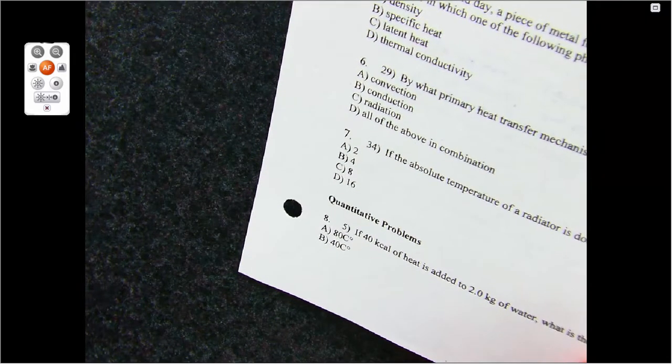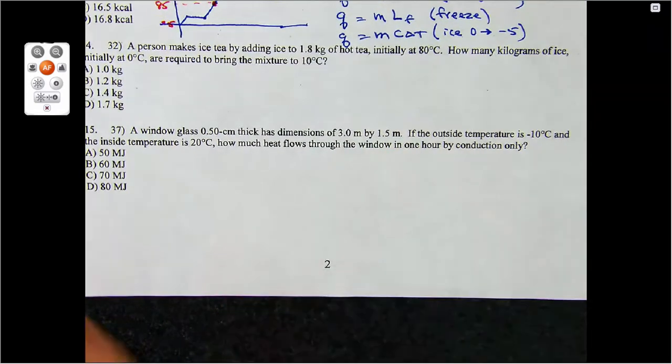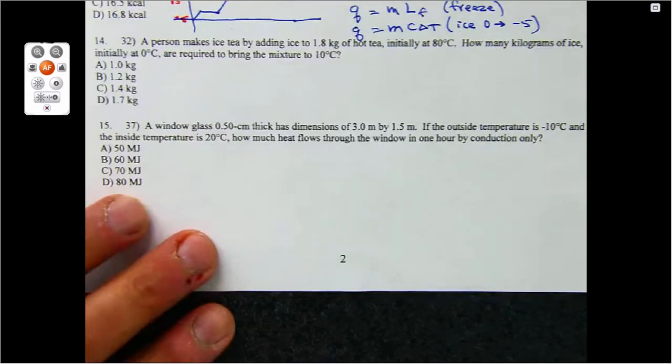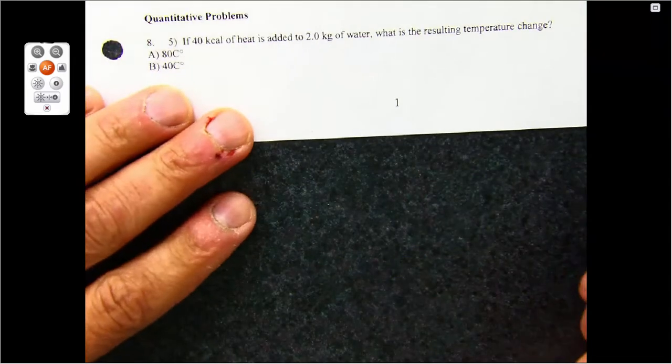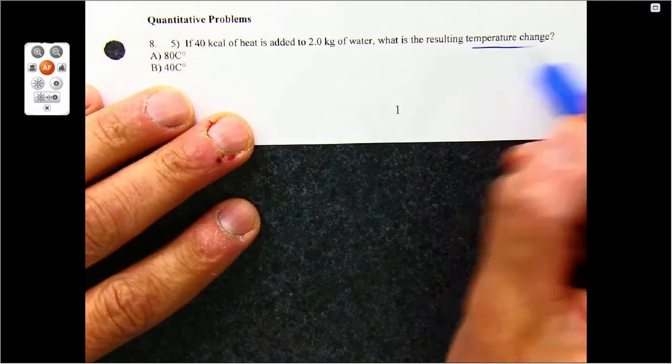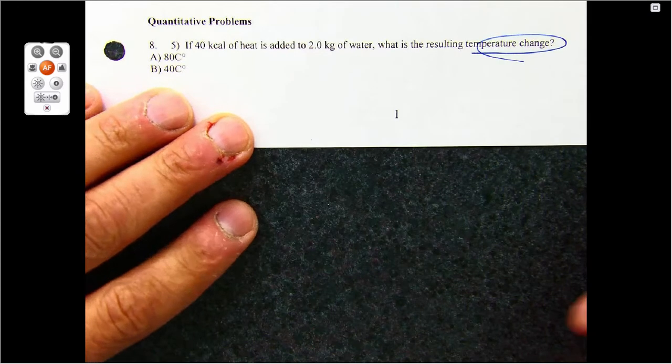Yeah, you can figure that one out. I'll let you Google that or something. What else? Anything on the problems? Eight. What do you got for 8? What is the resulting temperature change? So in 8, what do we got?